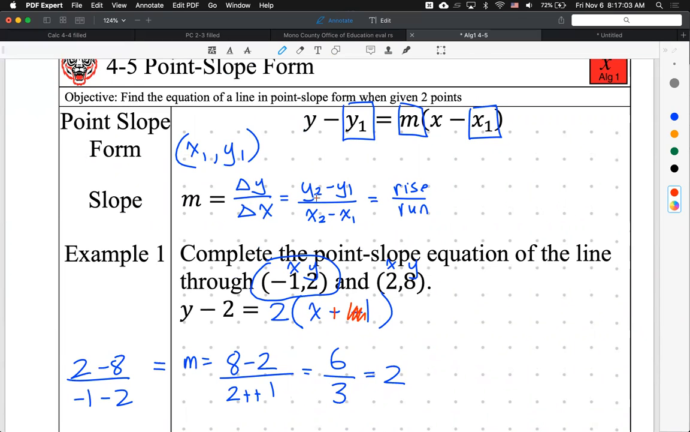Where did this x come from? Did that come down from the original paper? Yeah, so this x and this y are always just staying there. They're just normal variables. They're not constants.